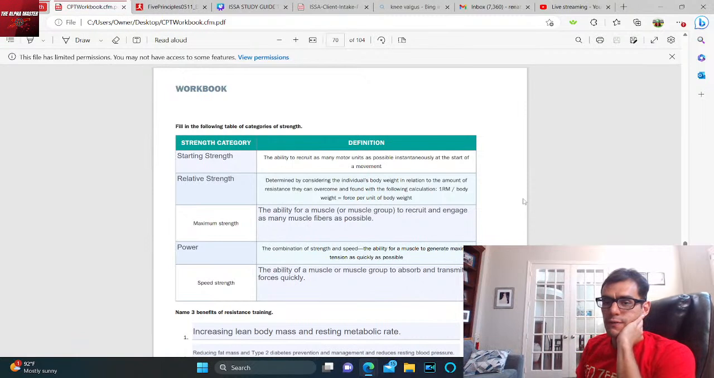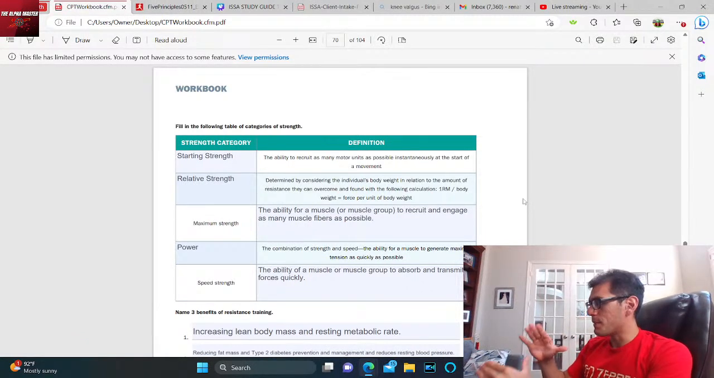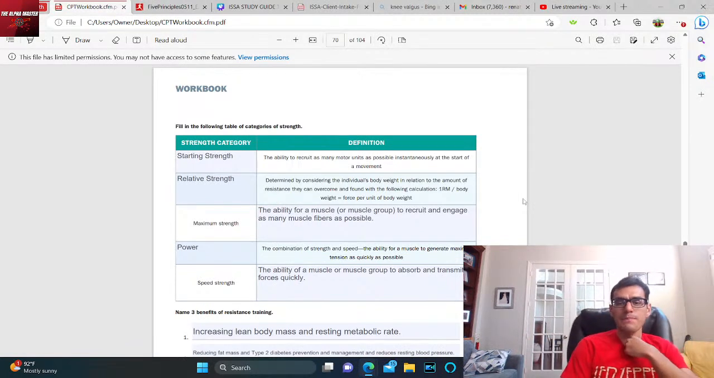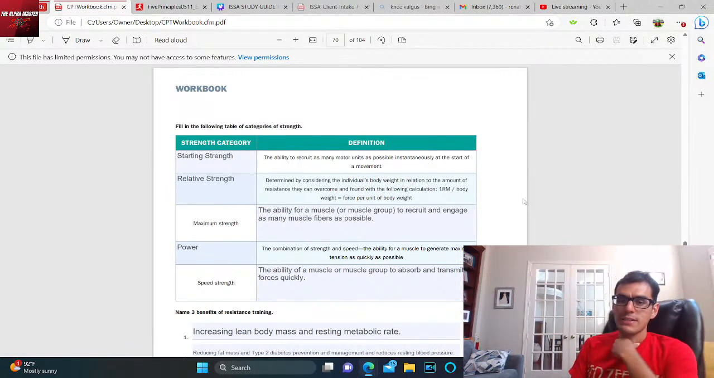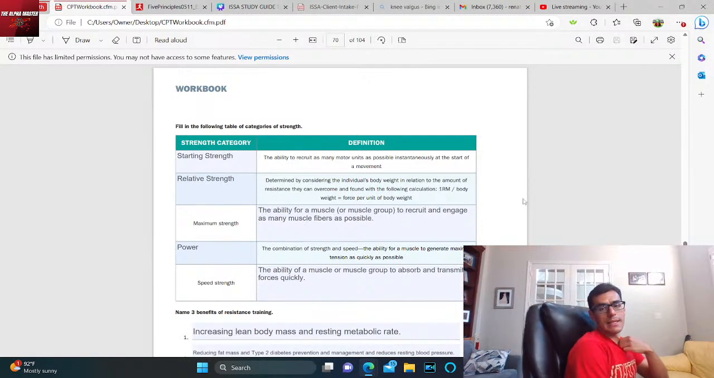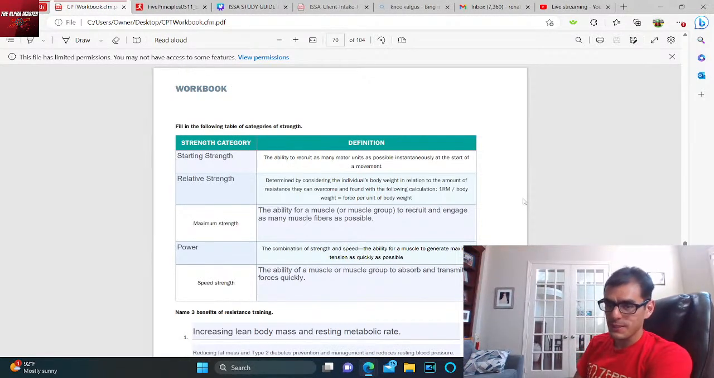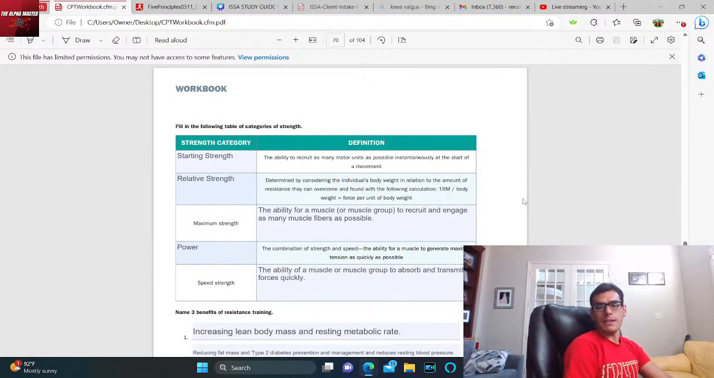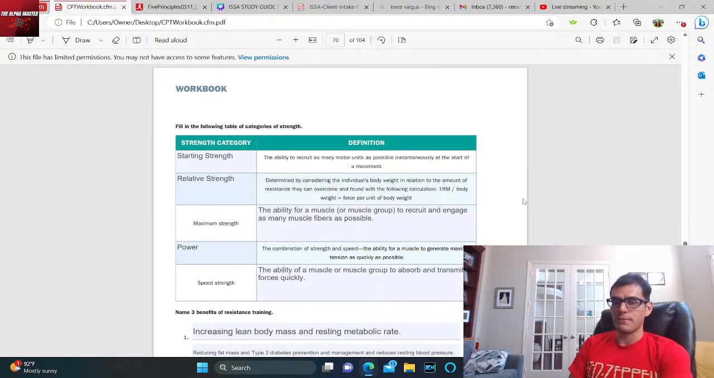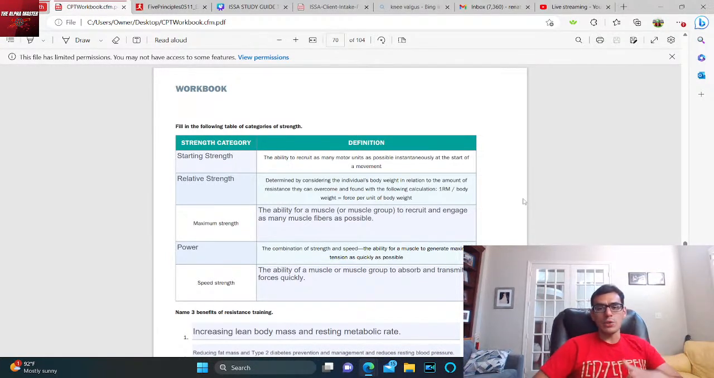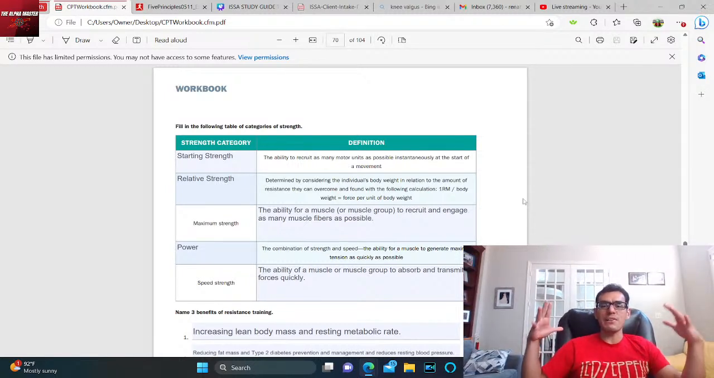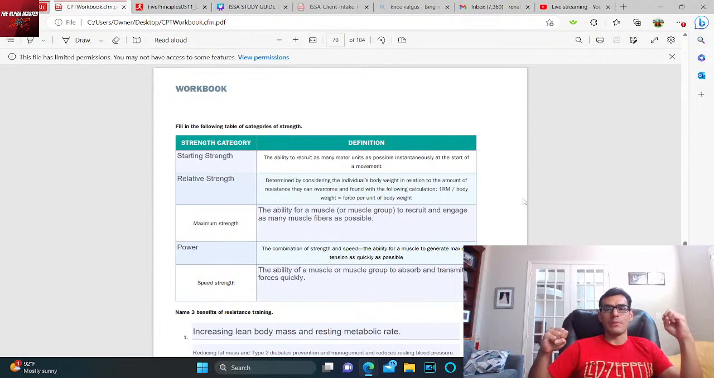Now, in here, you have power, which is the combination of strength and speed. The ability for a muscle to generate maximal tension as quickly as possible is power.